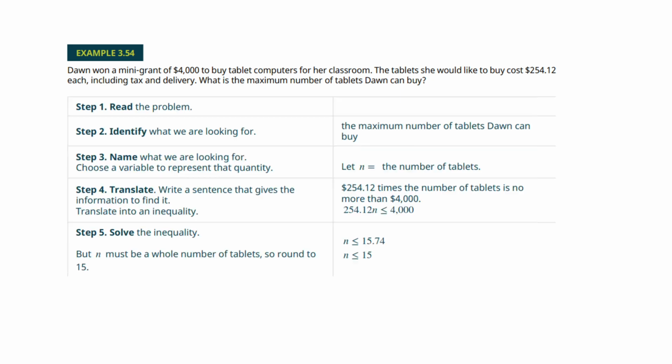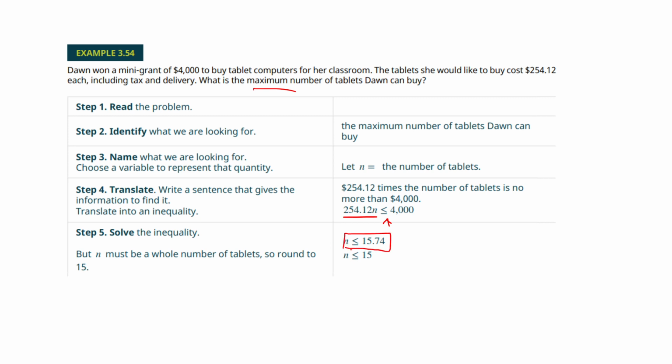Okay, so let me see if I can use theirs. Yeah. So it's $254.12 per tablet. So this is the total cost of the tablets, and we have to keep them at the maximum. We've got to stay under or go up to $4,000. So the best we can do is 4,000. We can't go over it, but we can go to it. So we divide each side by 254.